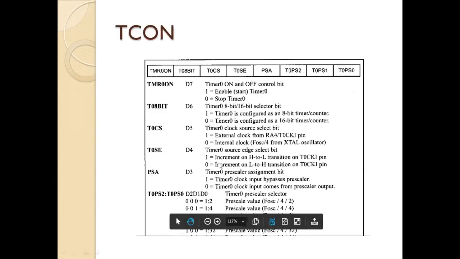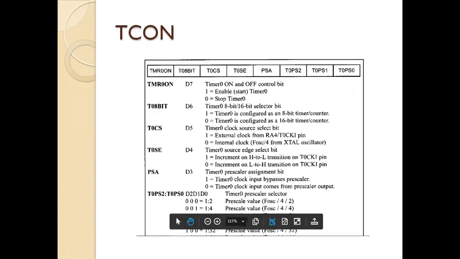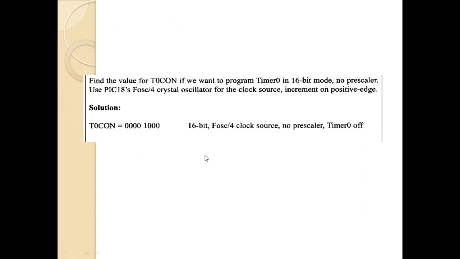Then what is this? 1 for high to low, 0 for low to high transition. So we have selected whatever the output changes from lower to higher, then this bit is 1. See that if it is 1, then the timer 0 clock input bypasses the prescaler. We are not going to use the prescaler value, so it is 1. After that, since we are not going to use any prescaler value, these are 0. So this is my value. In hexadecimal, this is 0 and this is 8.